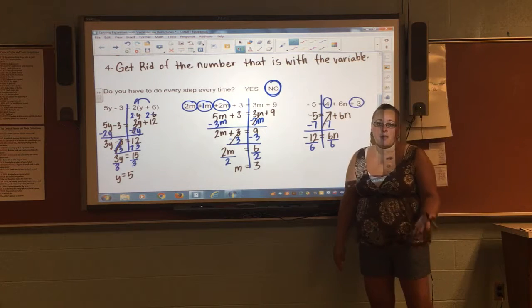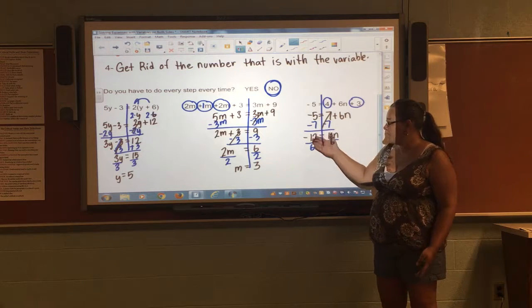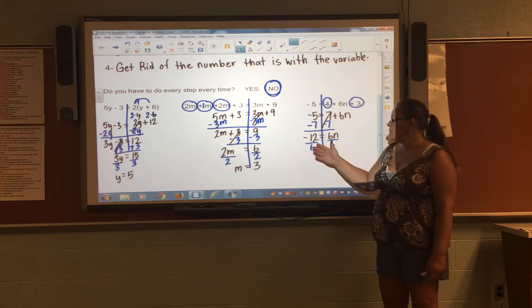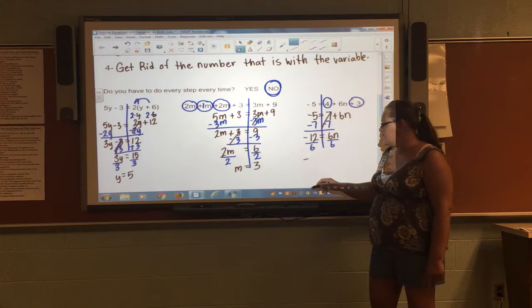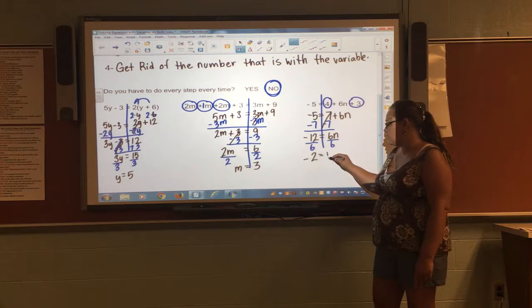And again, you need to remember your integer rules. Are my signs the same or different? Negative and positive are different. So my answer will be negative, and 12 divided by 6 is 2, is equal to n.